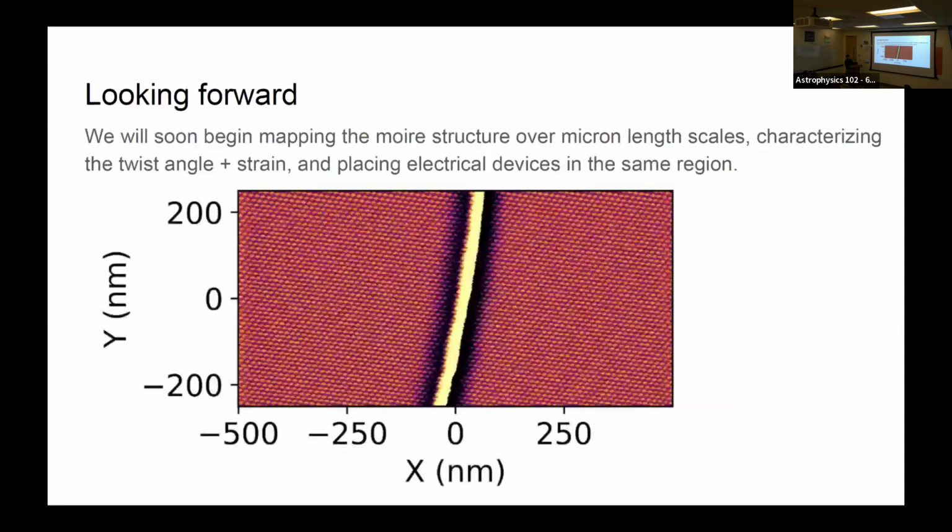And then also, we hope to soon begin mapping structures on device-relevant length scales like microns and characterize the twist angle and strain, and hopefully place electrical devices in the same region, so we can begin to correlate this physical spatial structure to the measured electronic properties.